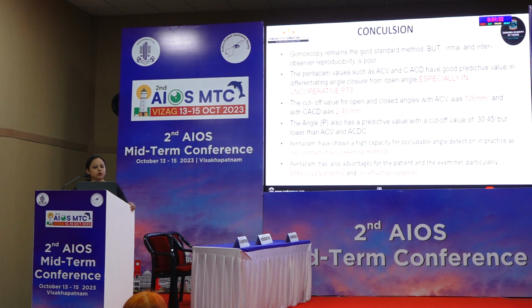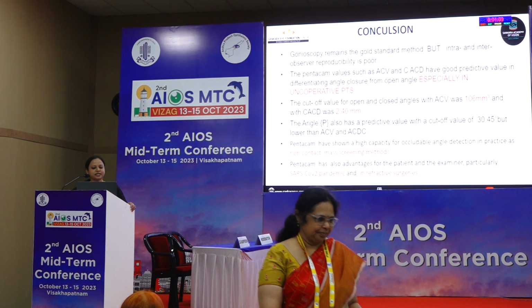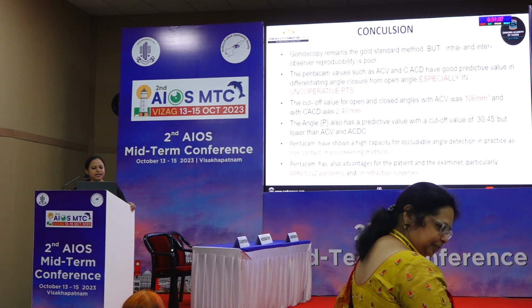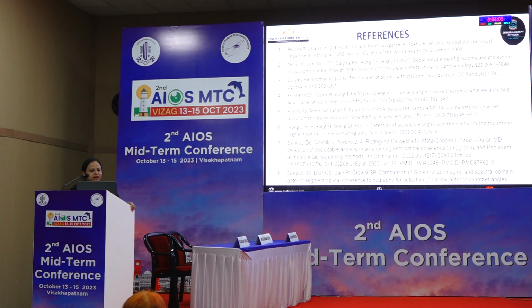So, conclusion: gonioscopy remains the gold standard, but intra-observer reproducibility is poor. Pentacam values such as ACV and ACD have good predictive value, and especially in uncooperative patients, the angle also has good predictive value, but lesser than ACV and ACD. So we can use Pentacam as a non-contact mass screening method. It is also an advantage for the patient and examiner, particularly in this pandemic era, and also helps in refractive surgery. Thank you. These are my references. Thank you.